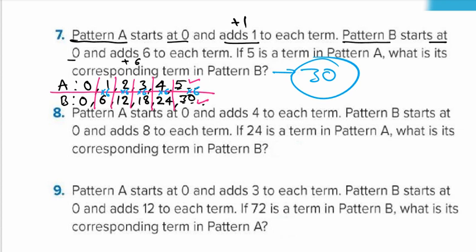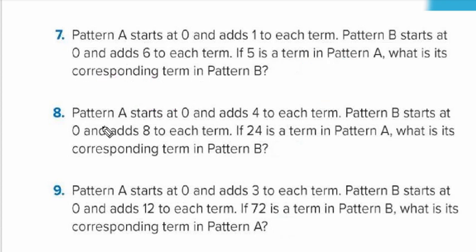Now question number 8. Pattern A, start at 0. Add plus 4, right? So 0 plus 4, 4 plus 4, 8 plus 4, 12 plus 4, like this. And 16 plus 4, 20, and 20 plus 4, 24.